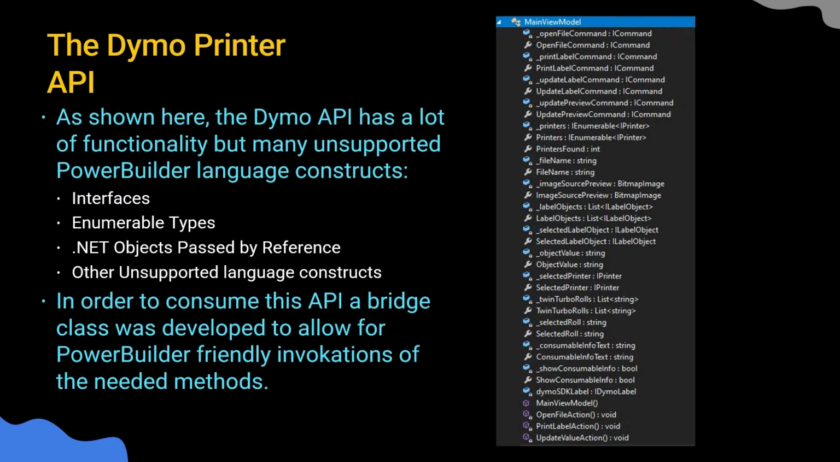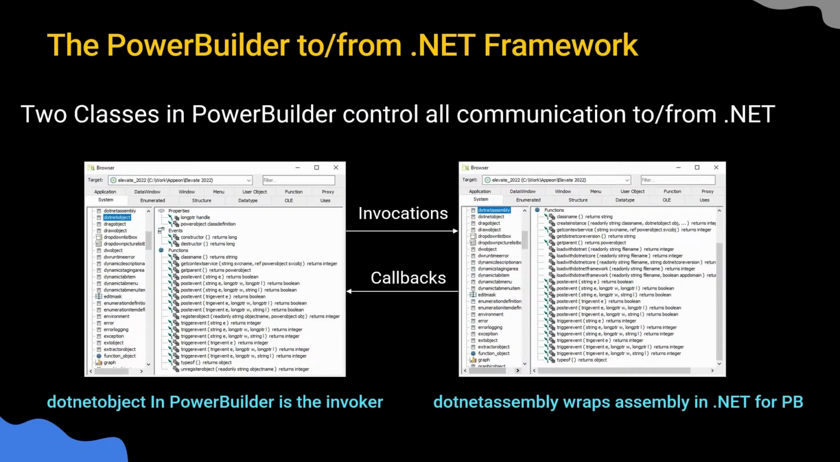So in order to consume this API effectively, we had to develop a bridge class that allows for PowerBuilder-friendly invocations of the needed methods. For PowerBuilder to be able to consume .NET classes, there is a framework to allow PowerBuilder to call into .NET and vice versa. There are two classes in PowerBuilder that control all communication to and from .NET. They are the .NET object and the .NET assembly.